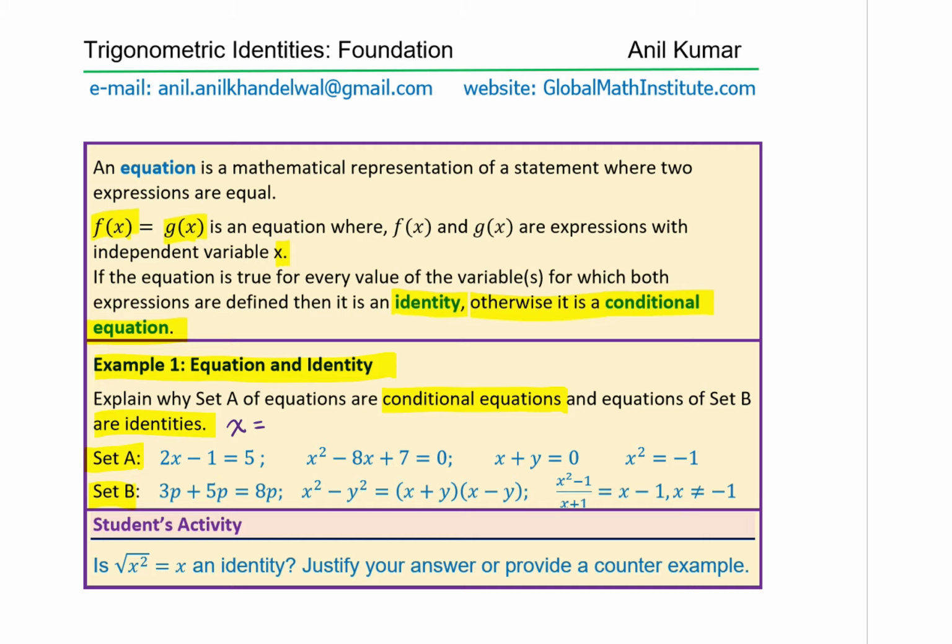You can take 1 to the other side and divide by 2. It is only true for x equals 3. So this is an equation which is true for one value. This is a quadratic equation, x squared minus 8x plus 7 equals 0.